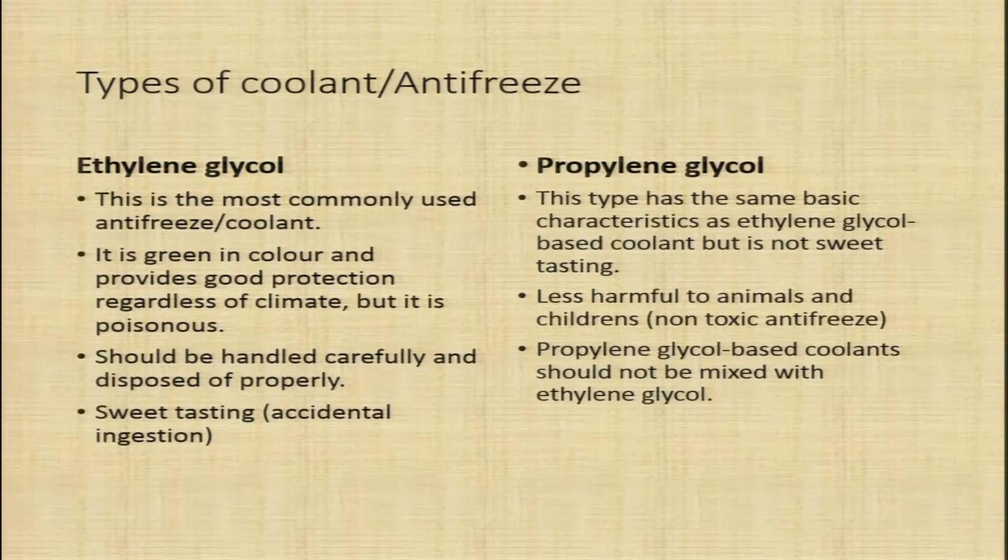Now, what are the types of coolants being used? There are two types. One is ethylene glycol and another is propylene glycol. Coming to ethylene glycol, this is the most commonly used antifreeze coolant. It is green in color and provides good protection regardless of climate, but it is poisonous. It should be handled carefully and disposed of properly.